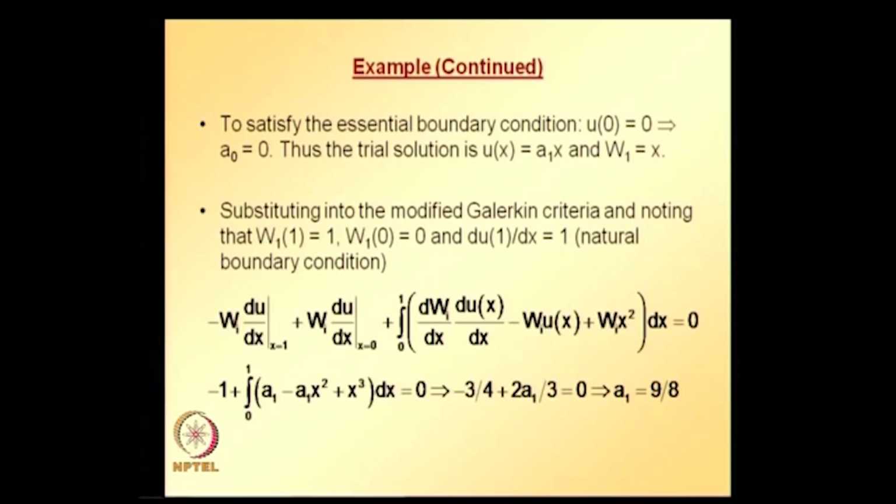The first equation is reproduced, whatever equation we have earlier, and into that equation all this information is substituted, that is w1 evaluated at x is equal to 1 is 1, w1 evaluated at x is equal to 0 is 0, derivative of u evaluated at x is equal to 1 is 1. All this information is substituted into it, and carrying out the integration you will get one equation and one unknown. You can solve for the unknown coefficient a1. Once you get the unknown coefficient a1, you can back substitute this a1 into the trial solution, then you get the approximate solution for this problem.